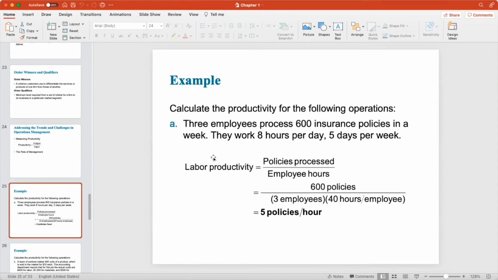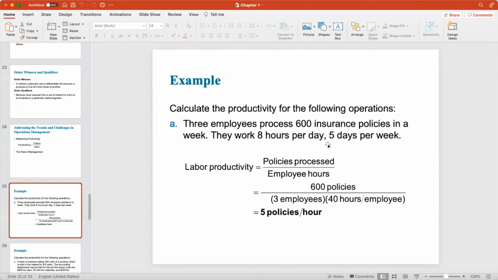In this specific example, I want you to calculate the productivity for the following operation. Basically, you have 3 employees processing 600 insurance policies in a week, and they work 8 hours per day for 5 days per week. What is the corresponding labor productivity? I didn't actually write down the full question here, but if I'm asking you what the labor productivity is for this specific operational process, what can be the correct answer here?